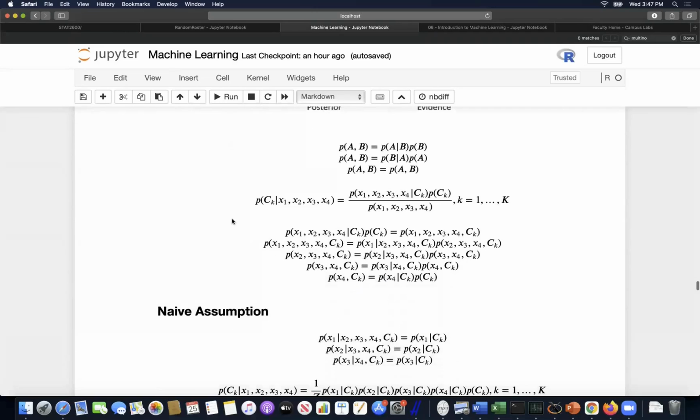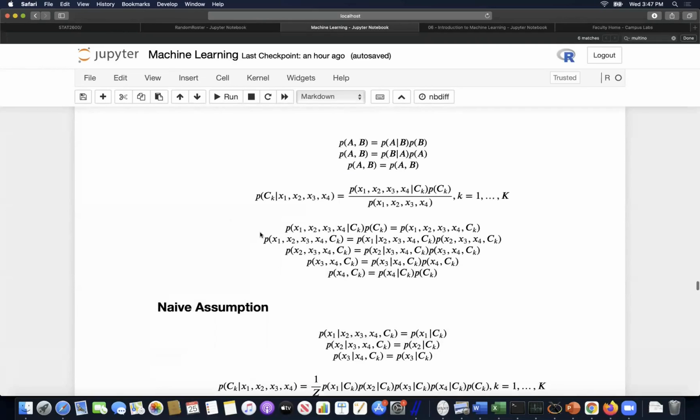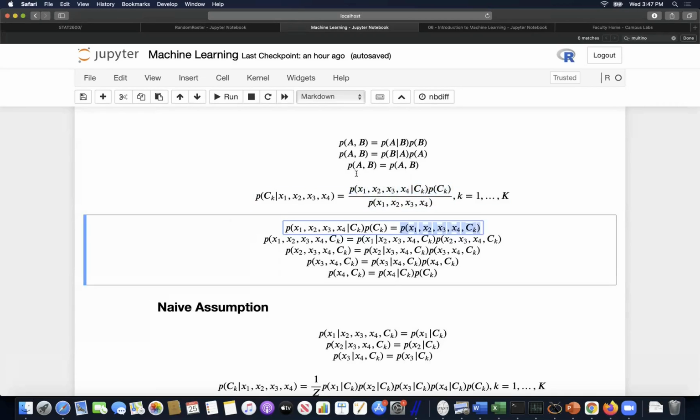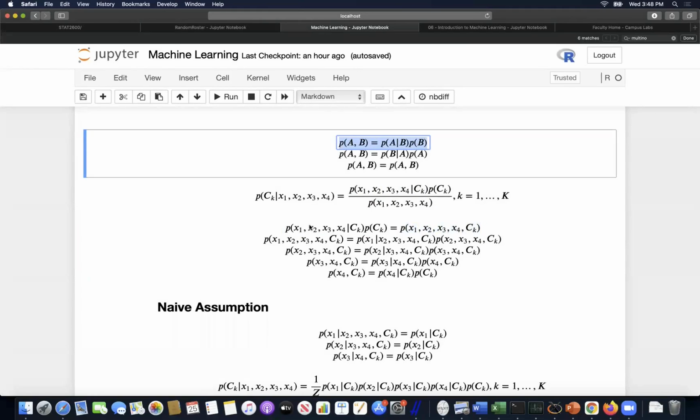Actually, before we do that, let's look at the numerator. It's P of x1, x2, x3, x4 given ck times P of ck. That's the numerator, this term. And we know that that's just a joint distribution. That's what I did up there. In this case, A is x1, x2, x3, x4, and B is ck. So that's the joint distribution. We can break it apart by conditioning, by changing what is your A, what is your B.